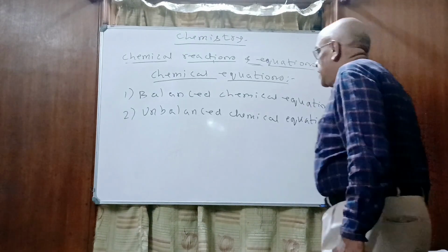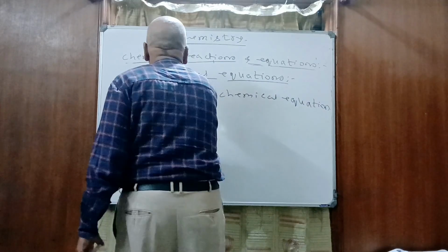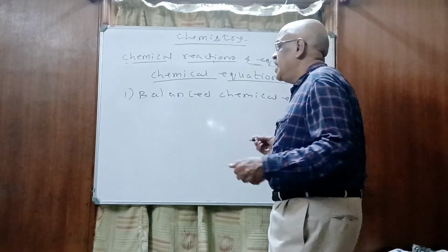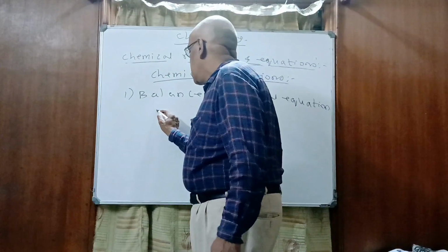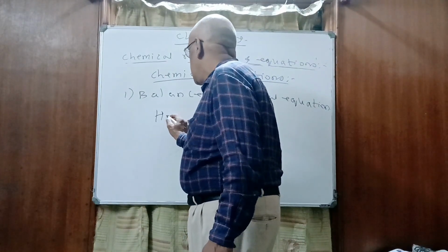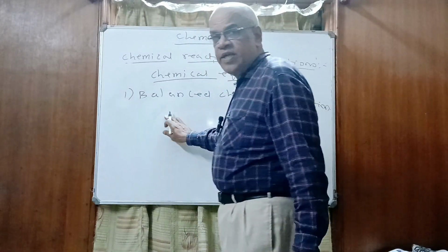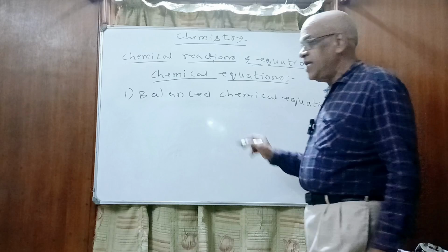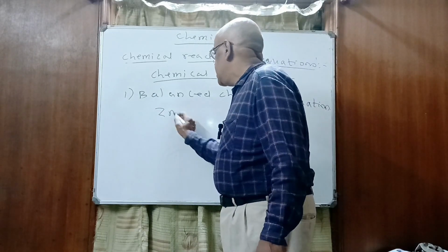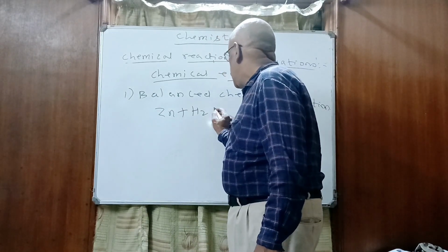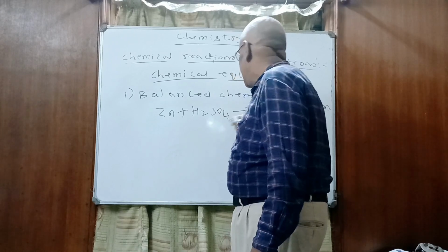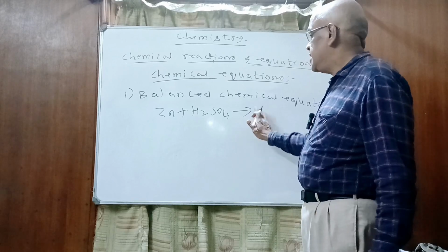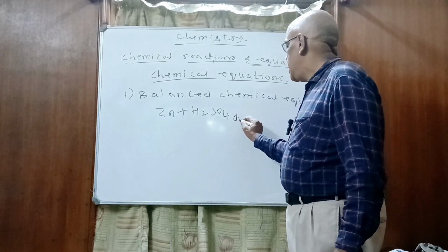Now come to the first topic: balanced chemical equation. What is a balanced chemical equation, children? Take an example. Again you take zinc. Zinc reacts with H2SO4. Zinc reacts with dilute sulfuric acid. Dilute, always write DIL.